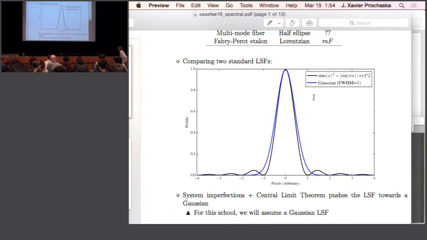They're very similar. So to zeroth order, most of the spectrometers that we play with you can approximate as a Gaussian, if you prefer, I suppose, the sinc x squared. It turns out that imperfections in the spectrometer and the central limit theorem also push you towards a Gaussian-looking profile. So by and large, and for the remainder of the school, it's reasonable to assume a Gaussian line spread function, but that need not be the case. So buyer beware. If you're working on a new instrument or a new spectrometer, it's best for you to characterize that line spread function yourself. But we'll just assume a Gaussian going forward.